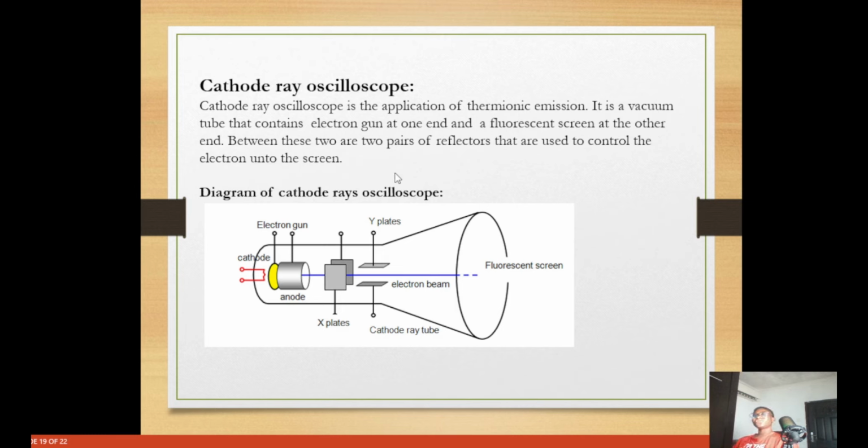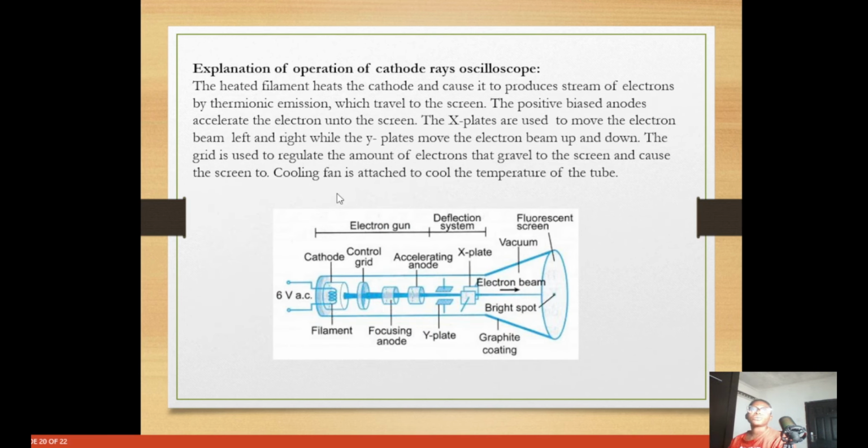So we're going to the cathode ray oscilloscope. The cathode ray oscilloscope uses the application of thermionic emission. It is a vacuum tube that contains an electron gun at one end, you can see the electron gun, and a fluorescent screen at the other end. Between these two are two pairs of deflectors, which are used to control the electrons onto the screen. This is the cathode ray oscilloscope.